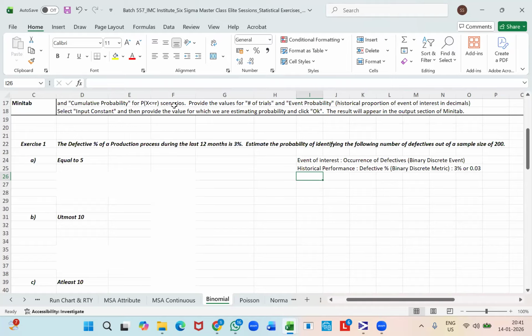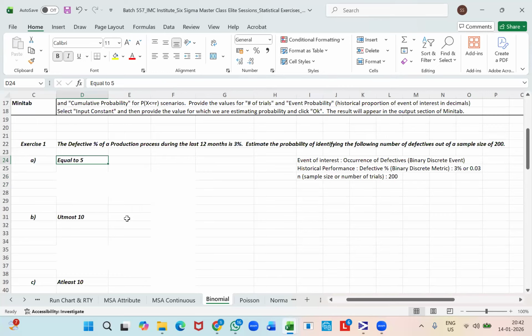So I will also incorporate the sample size or number of trials. It will be denoted by small n. We all know small n is the notation for the sample size, and here the sample size will also be referred to as the number of trials. The number of trials is given as 200, which is a common input value given in the main question itself. So the sample size or number of trials will be 200, and the historical performance given in terms of defectives percentage is 3%. Now, the first section says equal to 5.